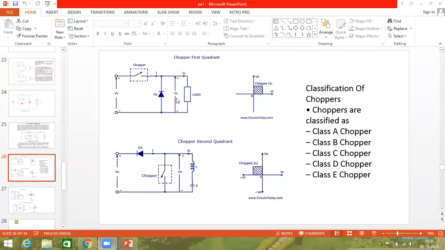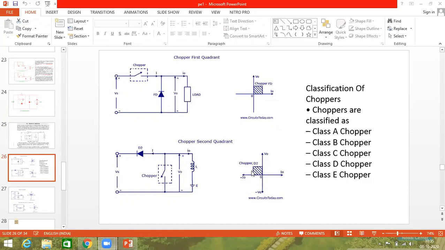Okay. Load means here it can be inductive load or whether it is RLE load. The entire waveforms will be same as what we have discussed. Now class B chopper. Class B chopper is nothing but the step up chopper or second quadrant chopper. Step up chopper, another name is class B or second quadrant.